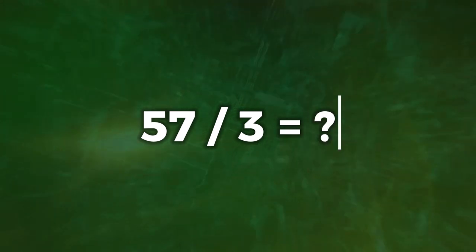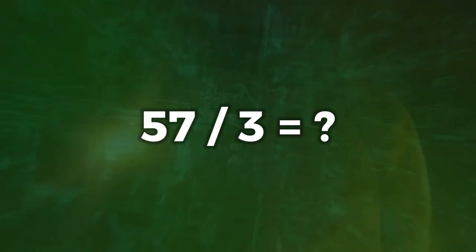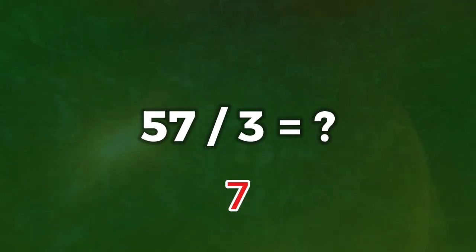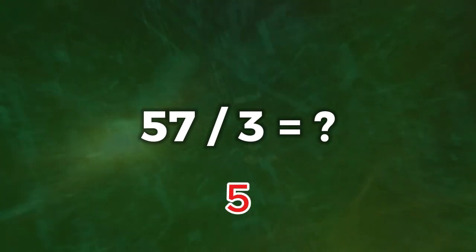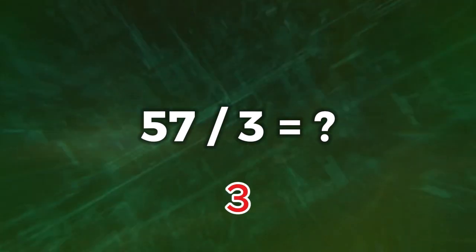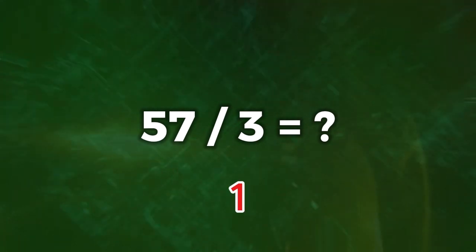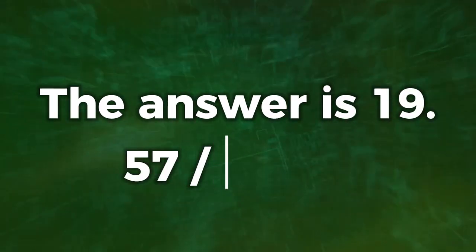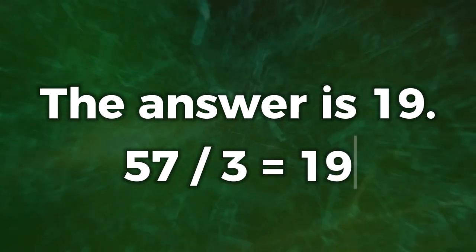Now, for the second problem. 57 divided by 3 is equal to. The answer is 19. 57 divided by 3 is equal to 19.